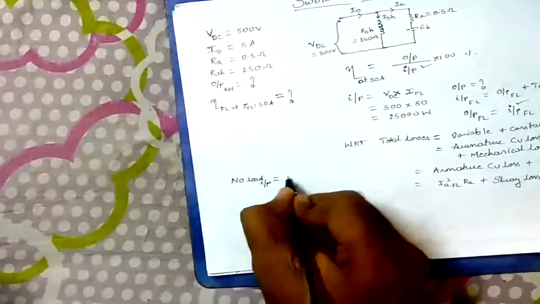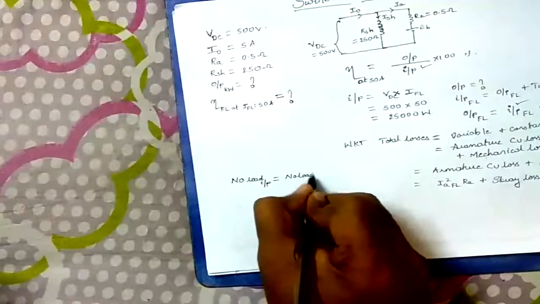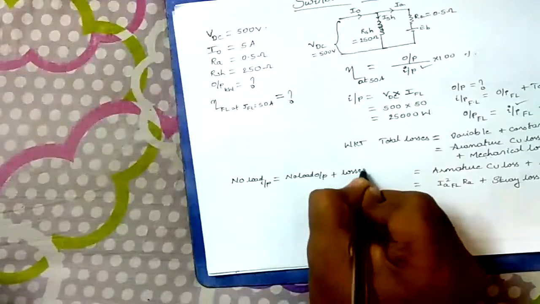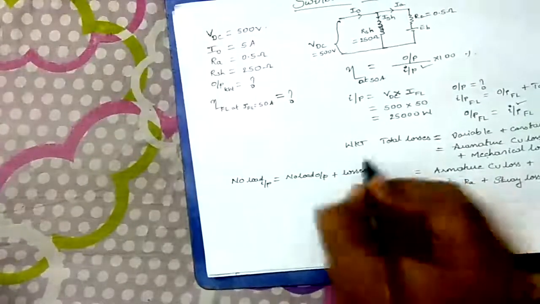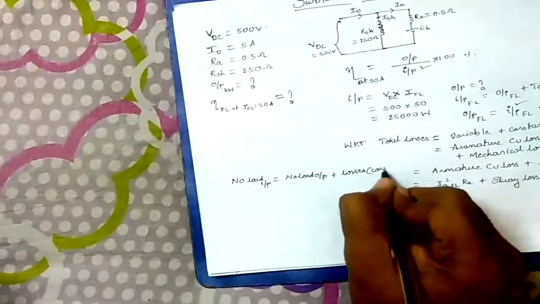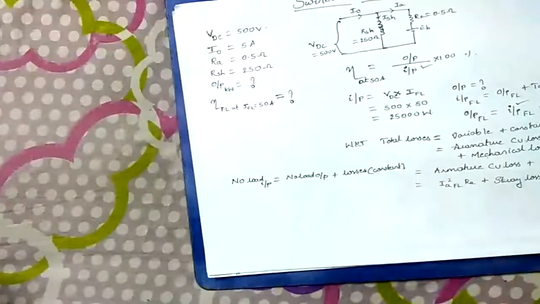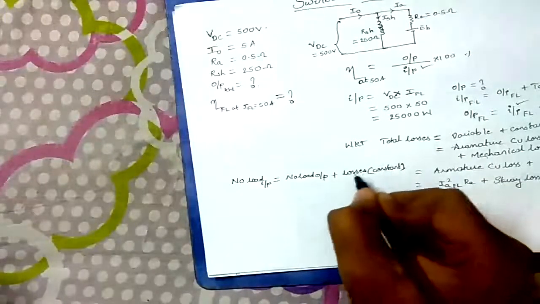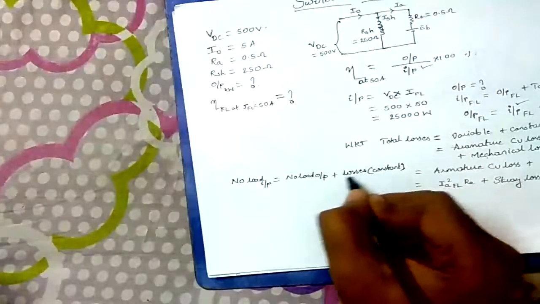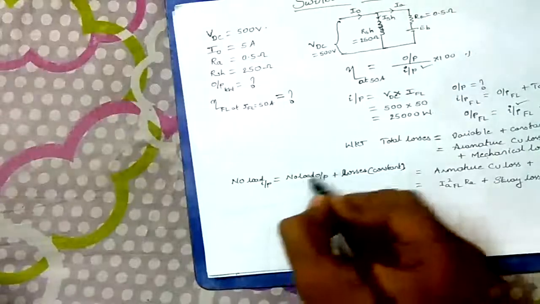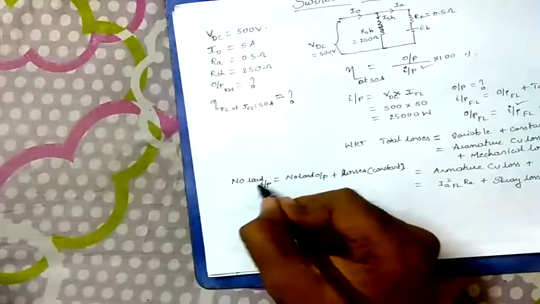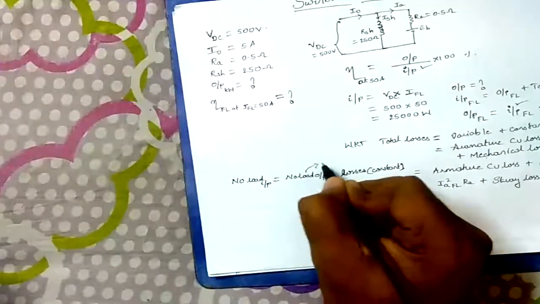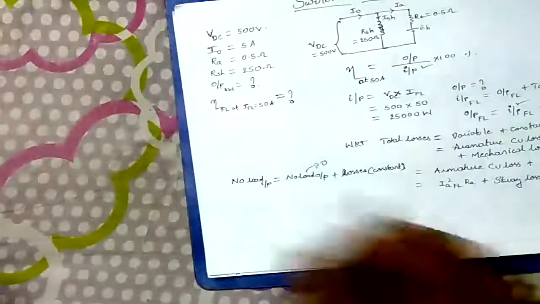No load input is equal to no load output plus losses. And these losses are specifically constant losses. Why? Because at no load there are no variable copper losses here, we only have constant losses. One thing we know is that during no load, the output will be equal to 0.